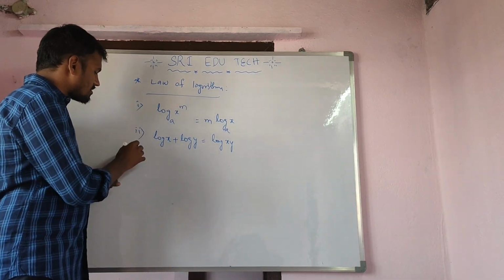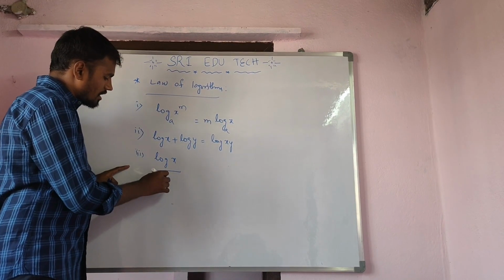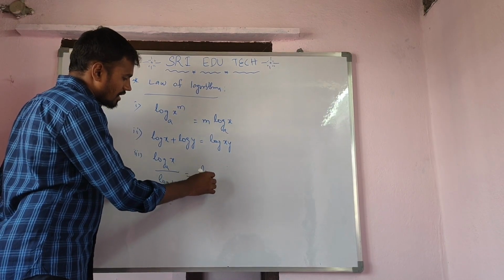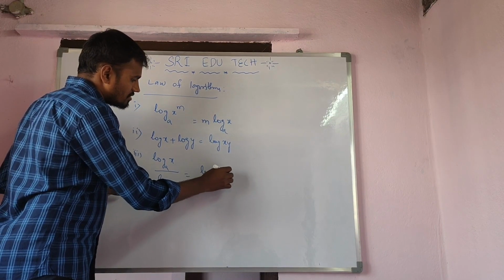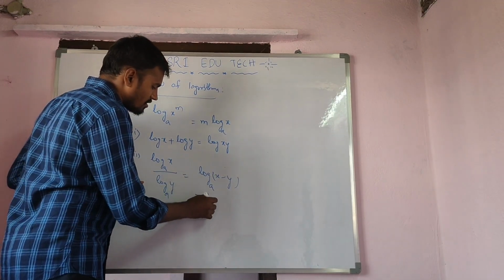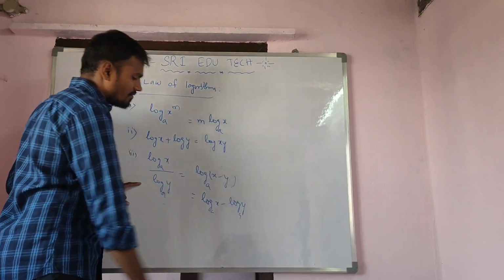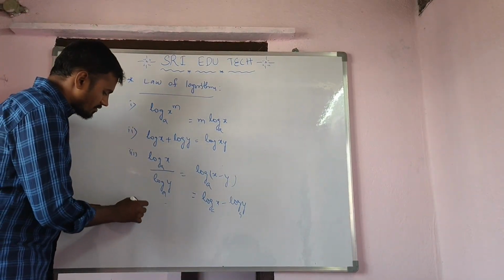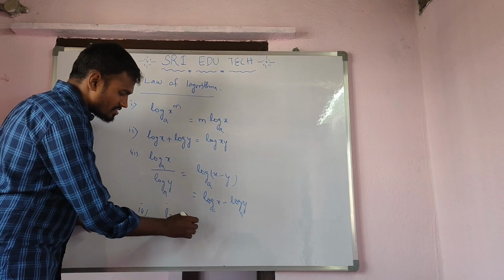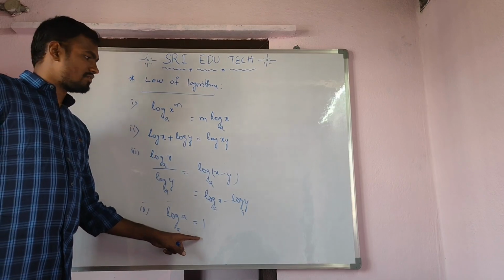Next, number 3, log x by y to the base a is equal to log x minus log y to the base a. Right? Next, number 4, log a to the base a is equal to 1, amma. Log a to the base a is equal to 1, right?